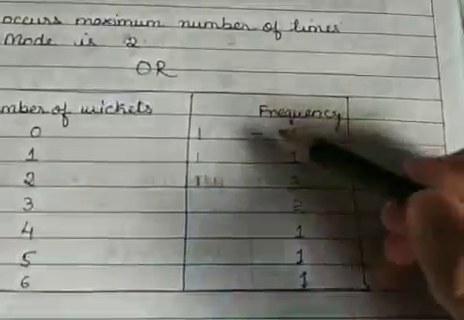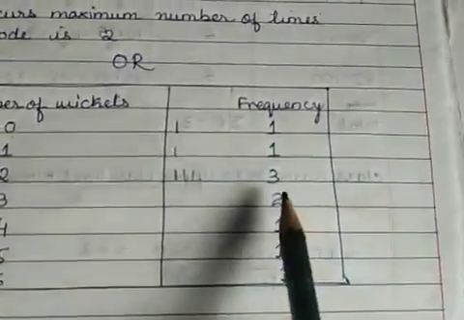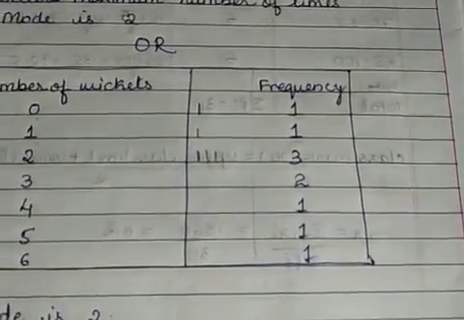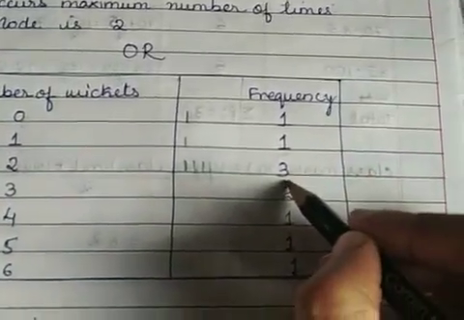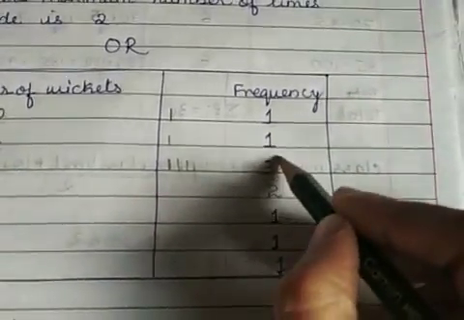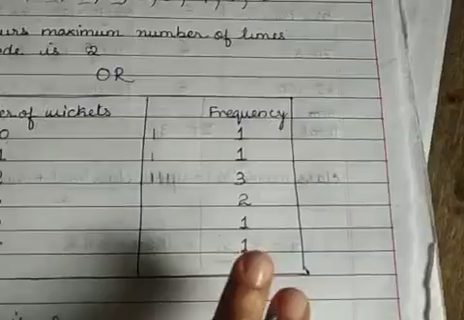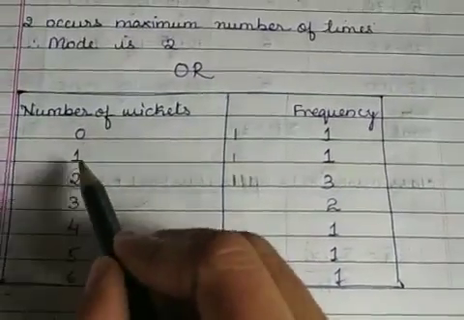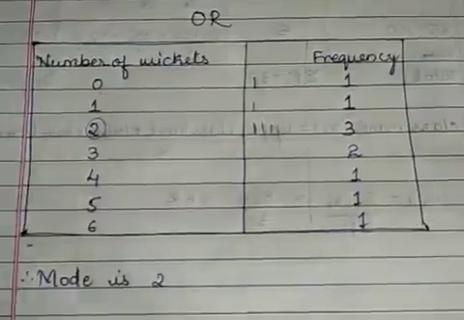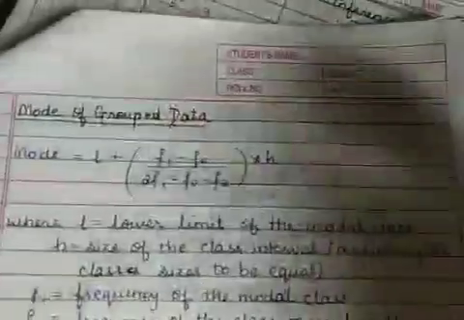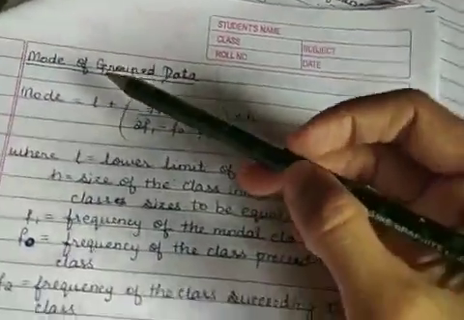Now looking at the frequency, we can see which observation has occurred the maximum number of times, correct? 2 has occurred the maximum number of times, that is 3 times. So the mode of this data is 2. Since 2 has occurred the most number of times, mode is 2. That was mode for ungrouped data.